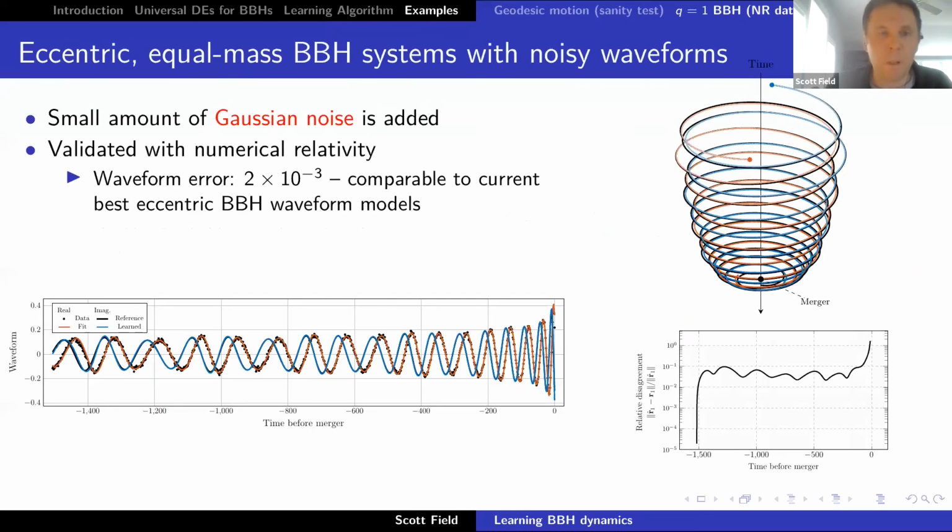The last example I want to conclude with is a slightly more challenging case where we have an eccentric binary black hole simulation where we add a little bit of Gaussian noise. And the procedure is exactly the same as before. We're just looking at how robust the model is to adding some small amount of noise.